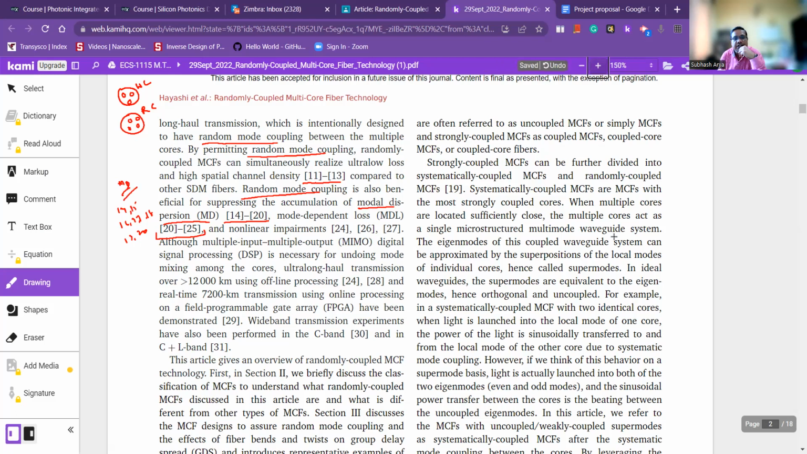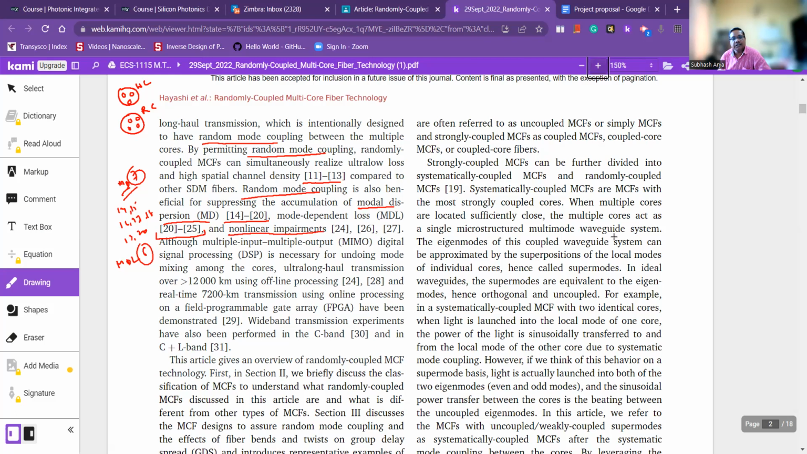This is the dispersion and this is the loss. So MDL: 7 papers here and 6 papers here. So about 13 papers have been included to address these two issues. Now, the third issue is non-linear impairment.